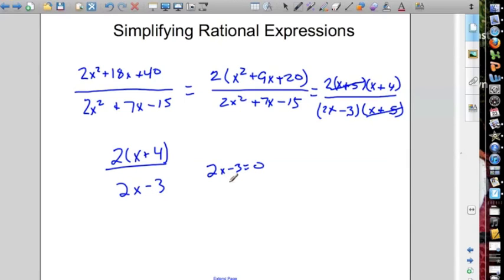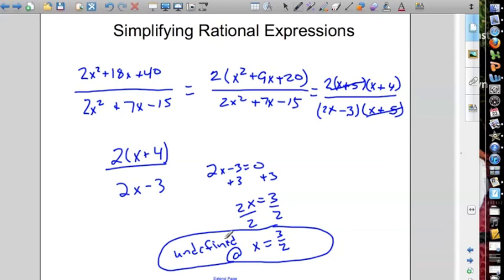Well, 2x minus 3 equals 0. If I add 3 to both sides, it's going to equal 0 when x is equal to 3 halves. So this is considered to be undefined at x equals 3 halves. So if it asks you for where it's undefined, what you're looking at is, are there any x values that would cause the denominator to be 0? Because if there are, this expression will be undefined at that x value. Now that could be a bunch of numbers, it could be just one number, like in this case.